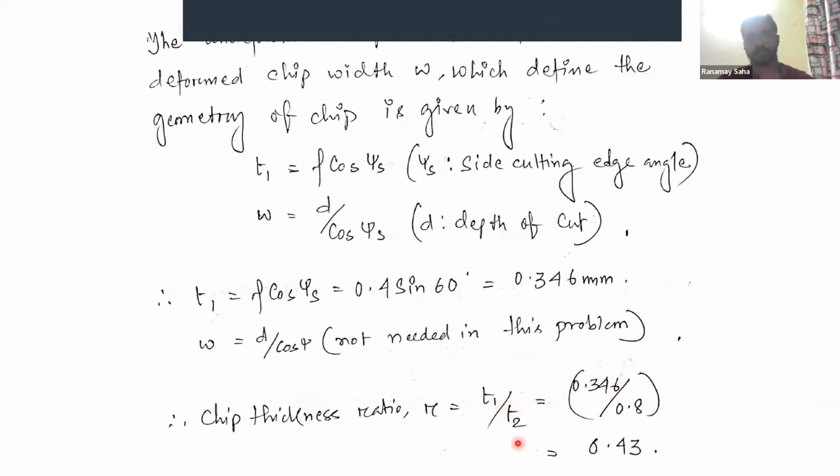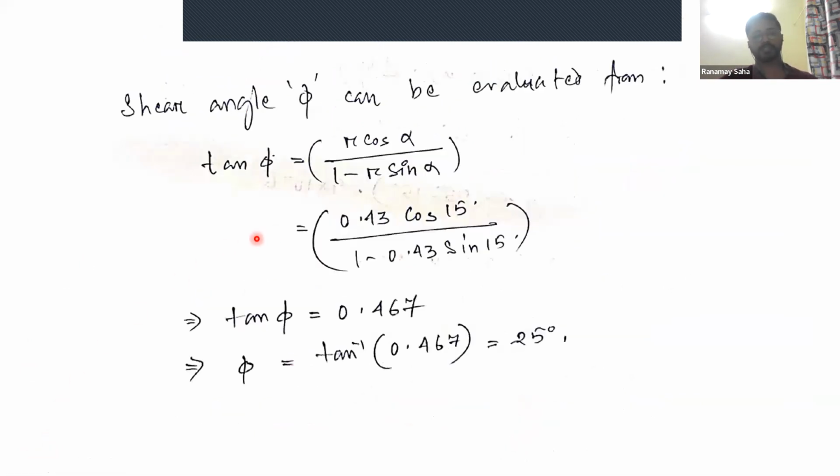So you can take out the chip thickness ratio, t1 by t2. Now you can use this relation which you have derived a few slides back: tan phi equal to r cos alpha by 1 minus r sin alpha. Alpha is the rake angle. You can find phi using this relation, plugging in the value of chip thickness ratio r, to be 25 degrees.